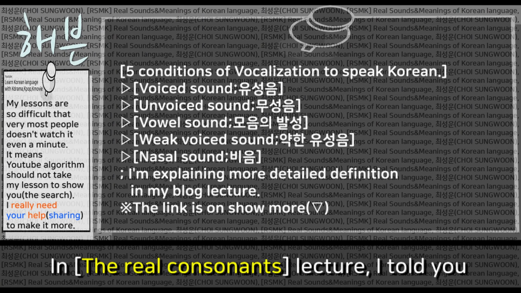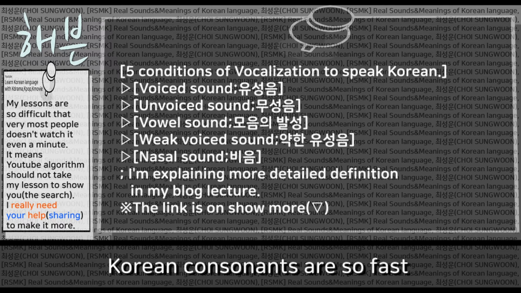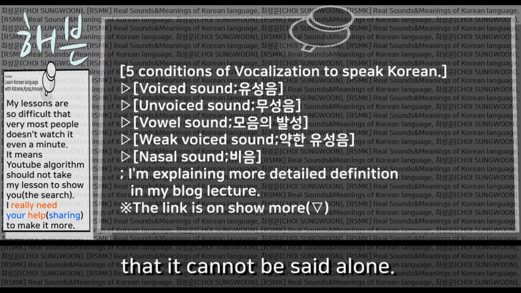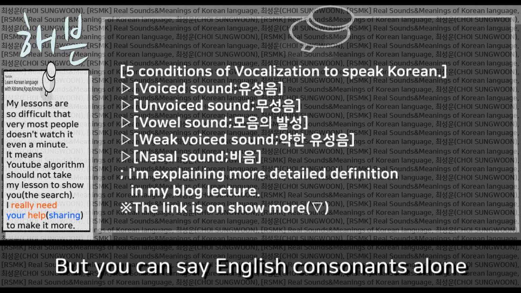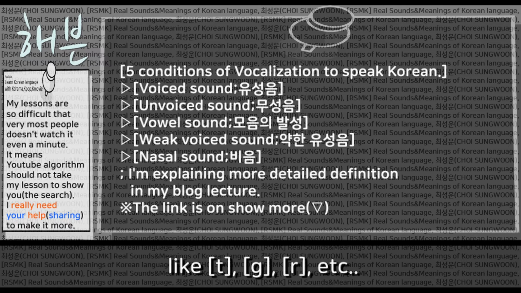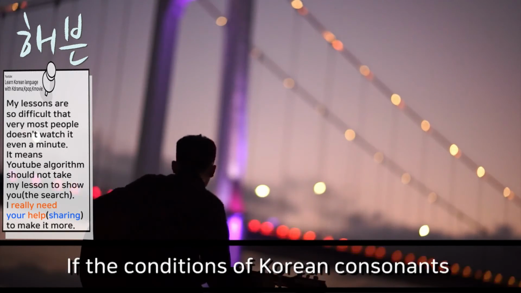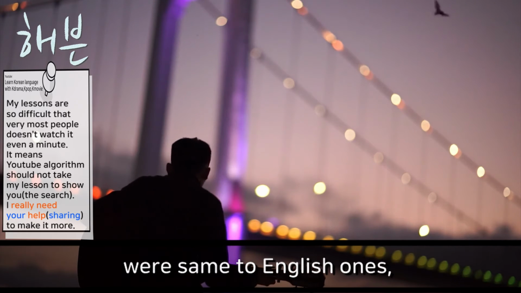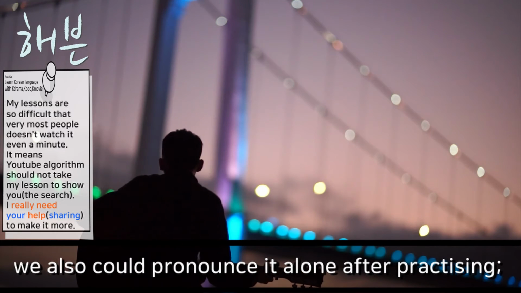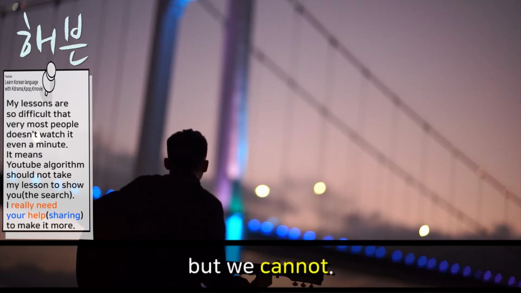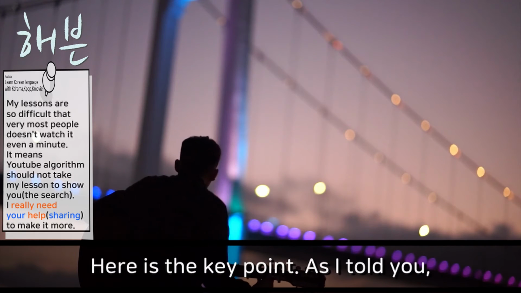In the former lecture, I told you Korean consonants are so fast that they cannot be said alone. But you can say English consonants alone like t, g, r. If the conditions of Korean consonants were the same as English ones, we also could pronounce them alone after practicing. But we can't. Here's the key point.